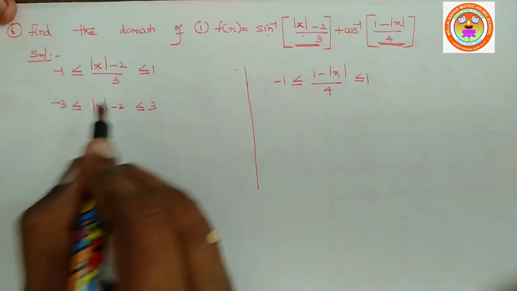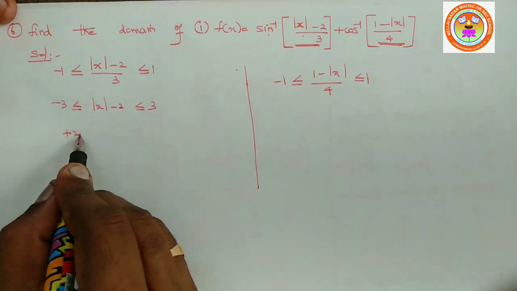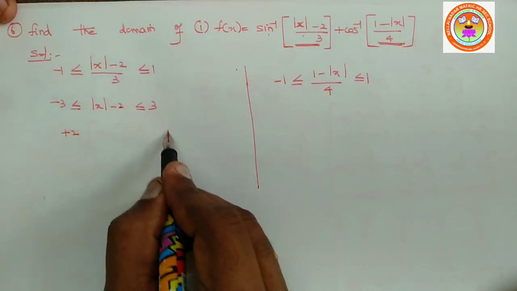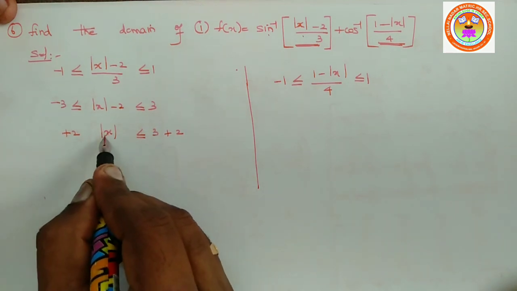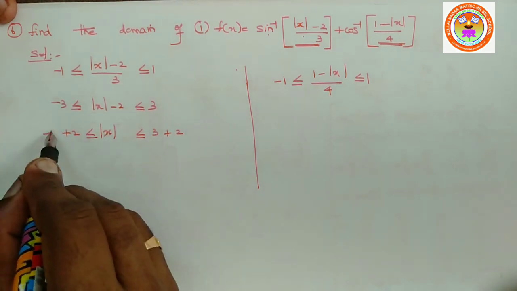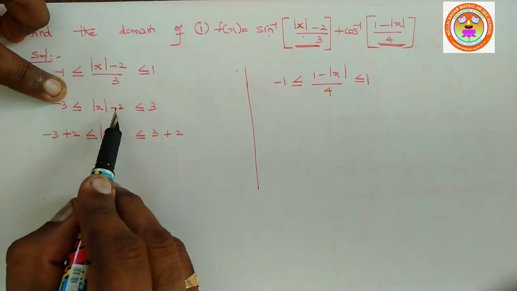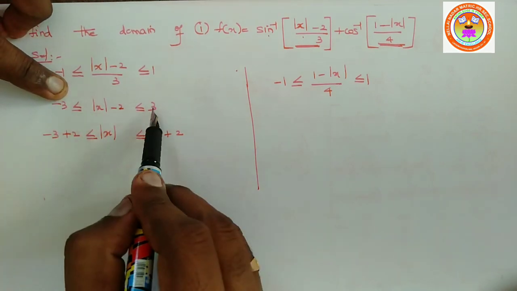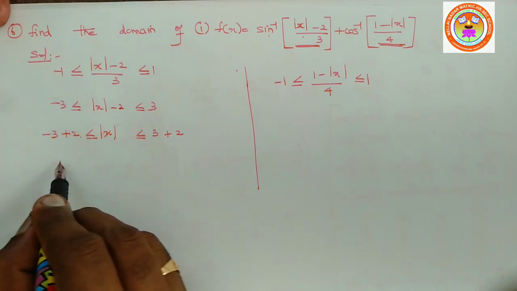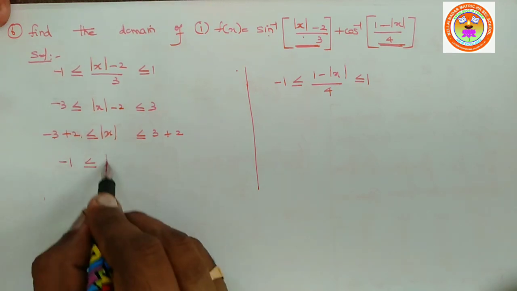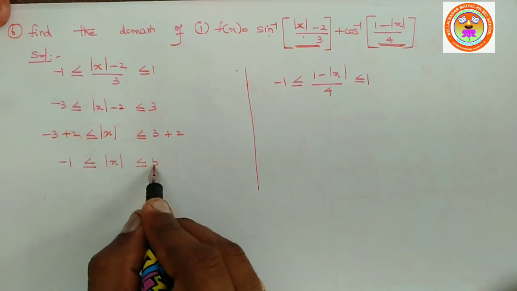This minus 2 goes this side, becomes plus 2. This minus 2 goes this side, becomes plus 2. So only x remains, less than or equal to minus 3. How? Minus 3, minus 2 come this side, become plus 2. Minus 3 plus 2 is minus 1, less than or equal to modulus of x less than or equal to 5.